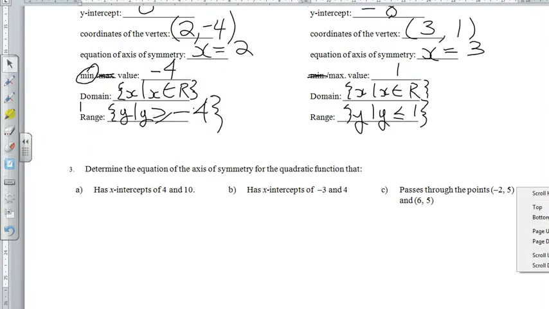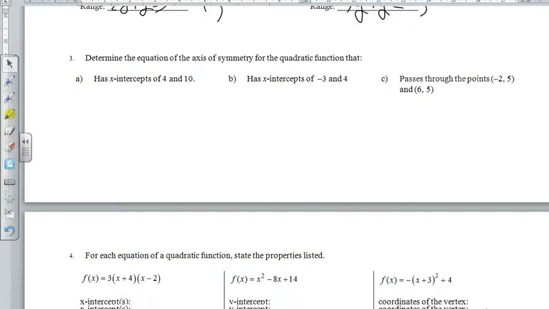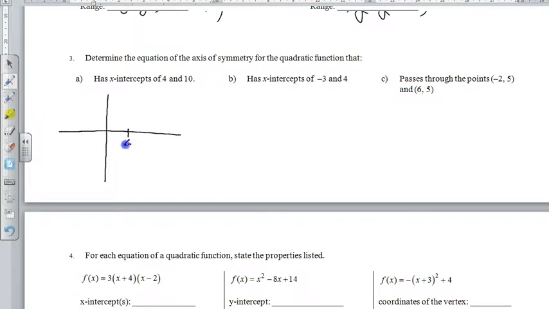Okay, now we got to work for it. Determine the equation of the axis of symmetry for the quadratic function that has x-intercepts of 4 and 10. So what might we want to do? Draw it out, right? What does this thing look like? So does it open up or down? We don't know. Do you want it to open up or open down? It doesn't matter. Let's open it up.